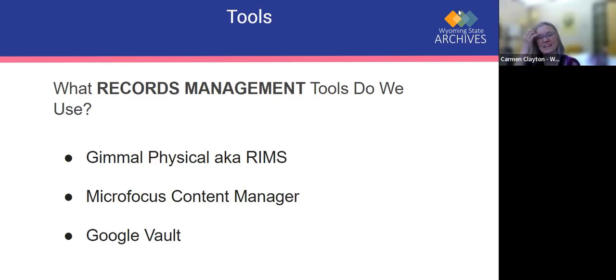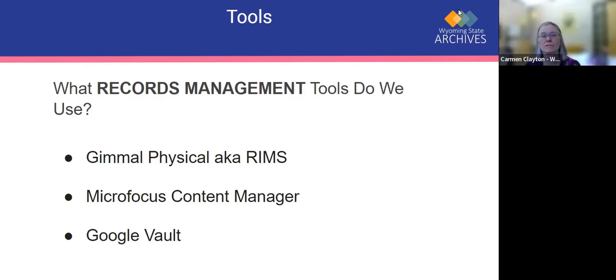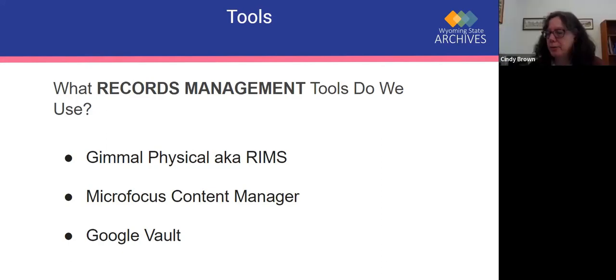Who's gonna go first? I'll let you go. Well, RIMS, Gimbal Physical, was designed specifically for paper. It does have a digital component now that they are continuing to work on. But since we've set it up, we've gone this direction. We use RIMS for paper and the digital archives for digital. So in my mind, there's not really an advantage to using one over the other. It just depends on if it's a paper document or a digital record.